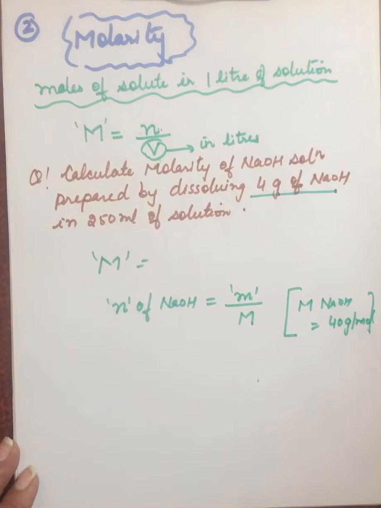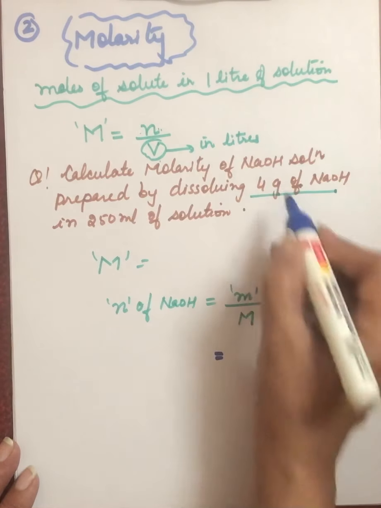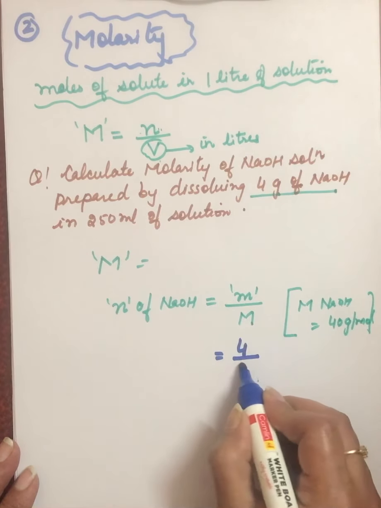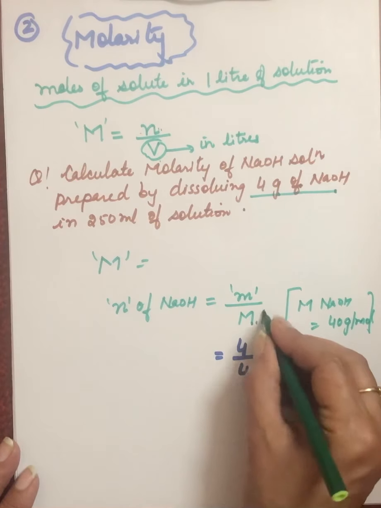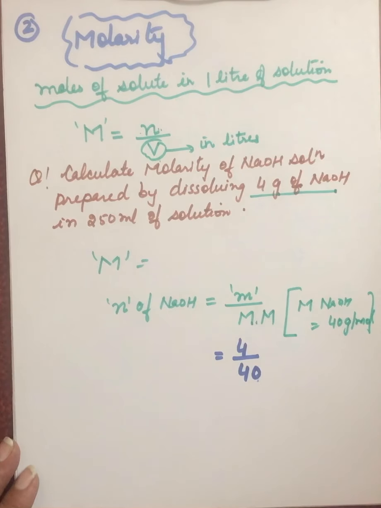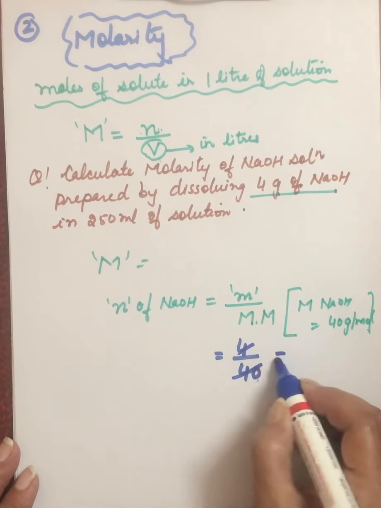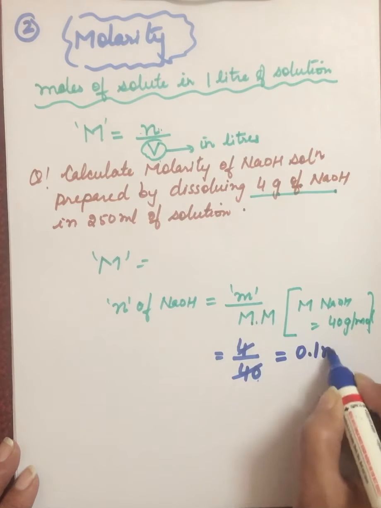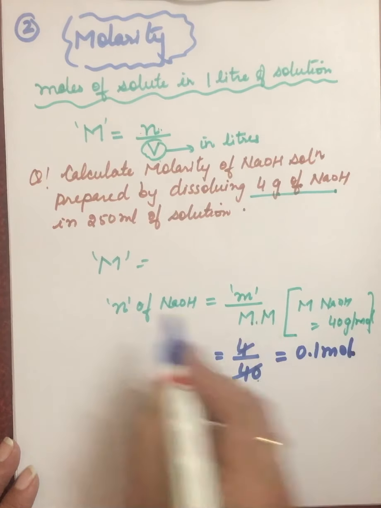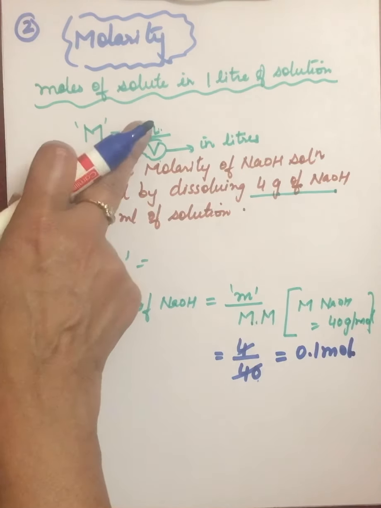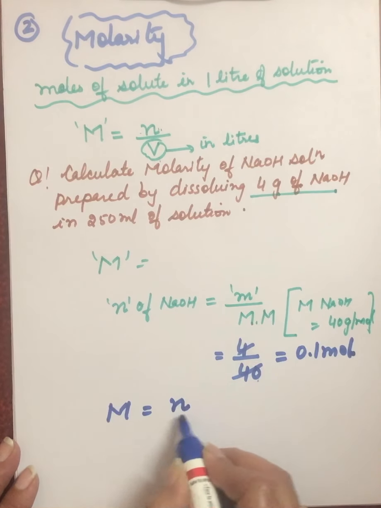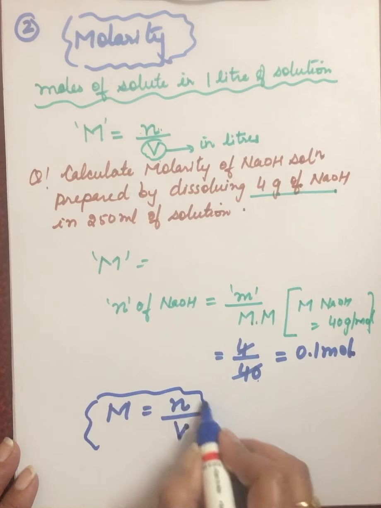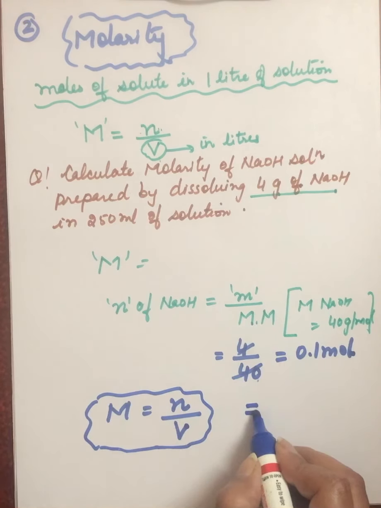So after filling the values here, mass is 4 and molar mass is 40 here. We can write mm here because already we are using m symbol for molarity. So this will come out to be equal to 0.1 moles. And now molarity is equal to moles upon volume. So molarity is equal to moles of solute upon volume of solution in liters. Use this formula, fill the values here.